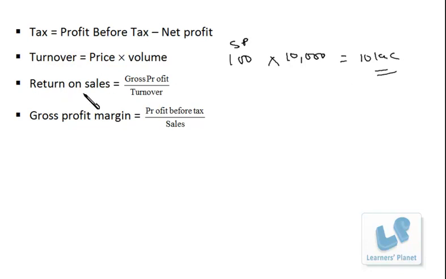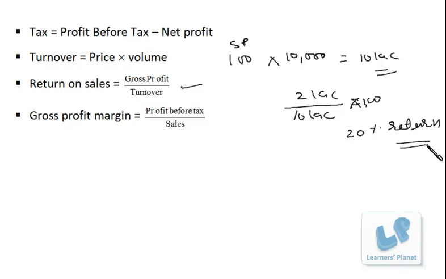Next is return on sales. What is the turnover, and from that turnover what is the gross profit that you are making? That is return on sales, right? Gross profit margin is profit before tax over sales. Like we will be taking examples. Suppose the turnover of the company is 10 lakh, and out of that the profit is maybe 2 lakh. Then the return is what? It is 20%, right?